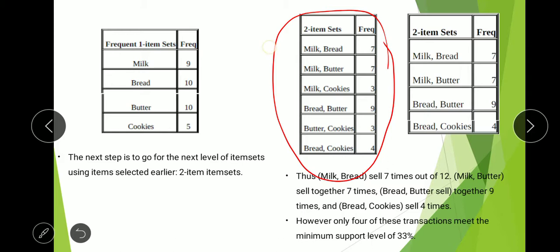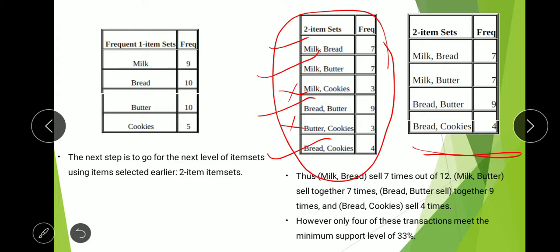So yes, this satisfies, this also satisfies, this does not, this satisfies, and this does not, and this satisfies. So now we get this table. This is the final table of two item sets: milk, bread 7; milk, butter 7; bread, butter 9; bread, cookies 4.